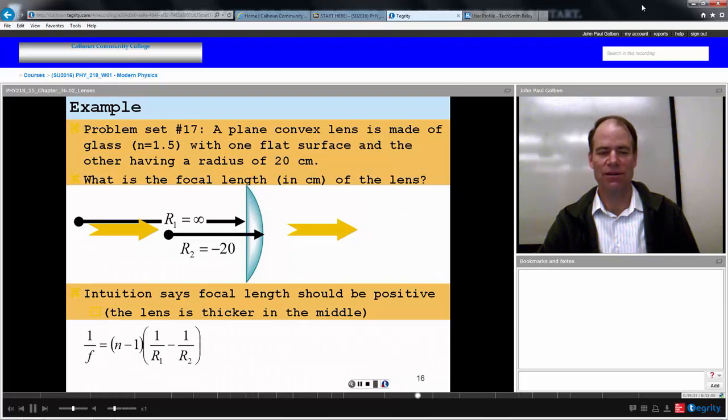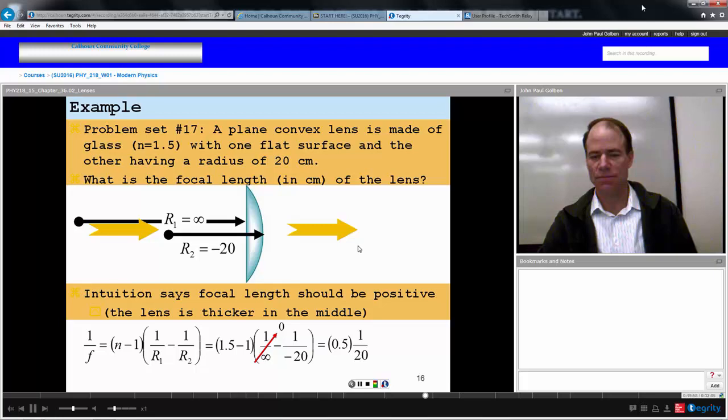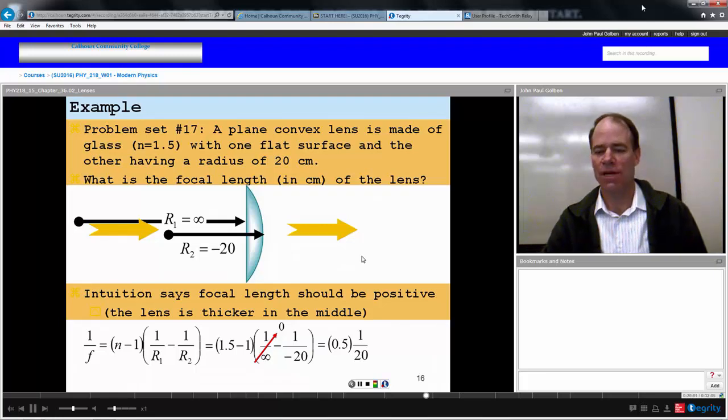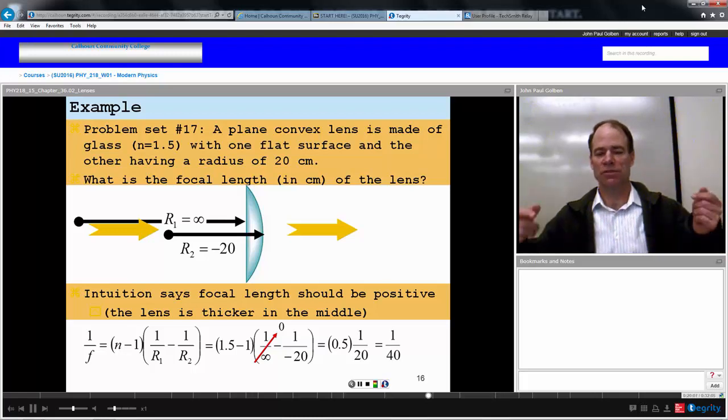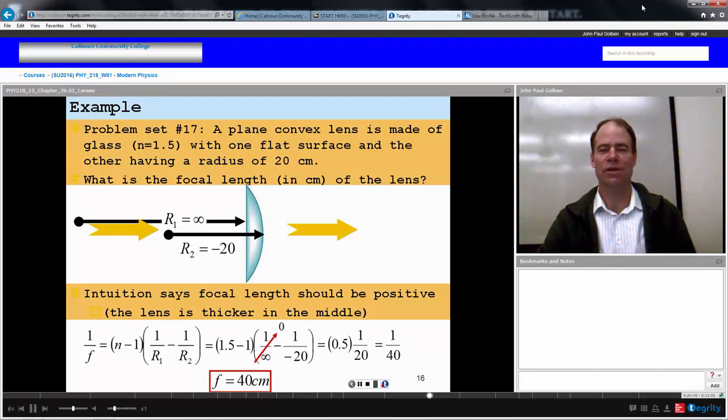lens equation, Lensmaker equation. 1 over the focal length is equal to the index of refraction of the glass, 1.5 minus 1, times 1 over the first radius, infinity, minus 1 over the second radius, negative 20. We have a minus minus for this second fraction, which will be plus, and 1 over infinity will be 0. So we're going to have 0.5 times a positive 1 over 20, which is going to give us 1 over 40. And then if we flip both sides, then our focal length would be 40 centimeters, positive. So the focal length of this thin lens, by the Lensmaker equation, is 40 centimeters.